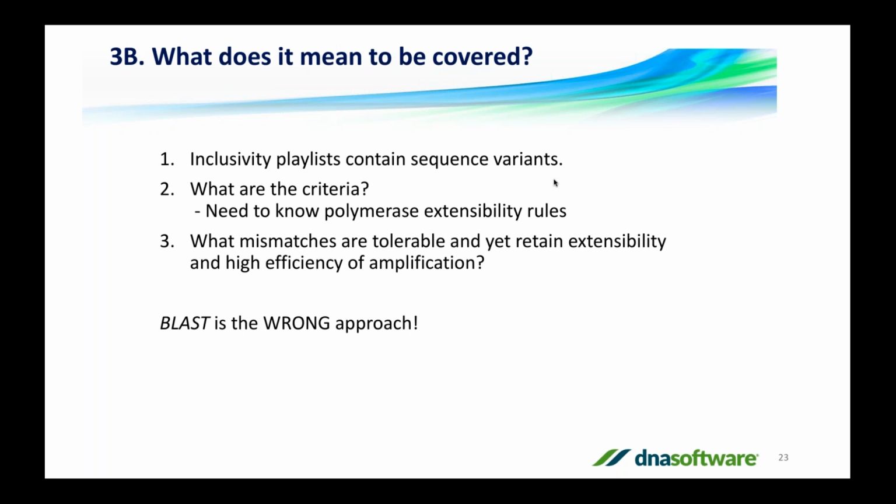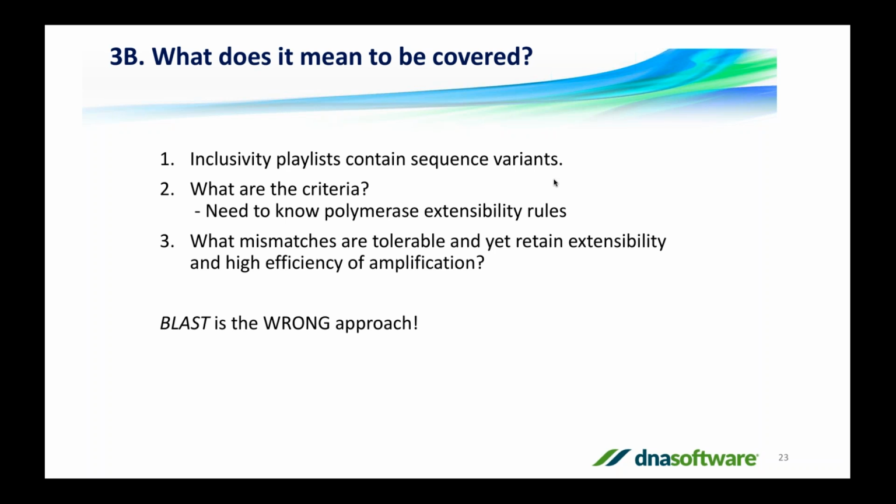All right, so what does it mean to be covered? The inclusivity playlist contains sequence variants. So what are our criteria for whether a primer will bind to all of the members, or any particular member, in the inclusivity? Well, to answer that question, we need to know a lot more about polymerase extensibility rules. What hybridizations lead to extensibility? What mismatches are tolerable and yet retain extensibility and also high efficiency of amplification? Well, those are things that most users don't know. And those are things that we've been investigating experimentally at DNA Software for years now. And we've incorporated those things into our software.